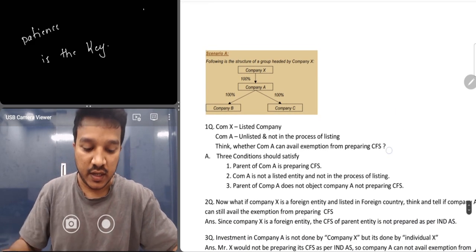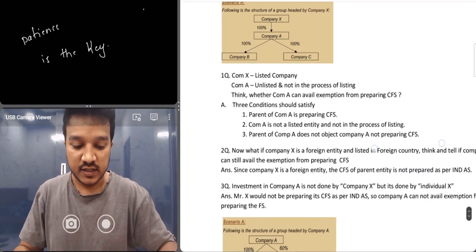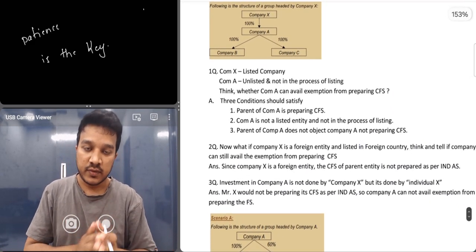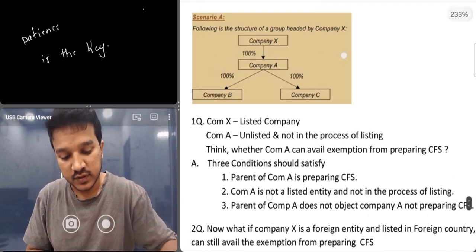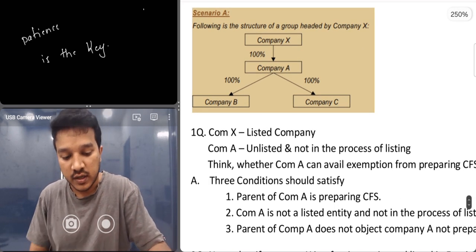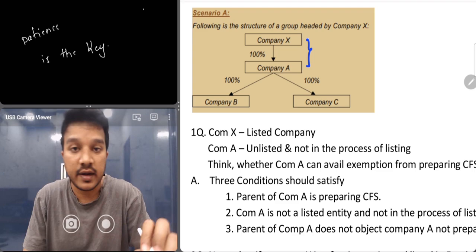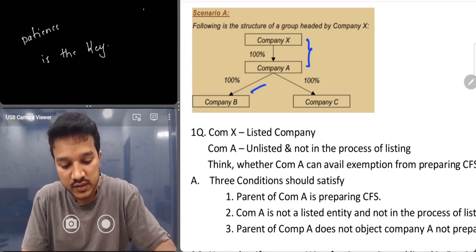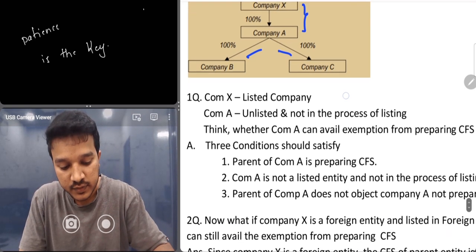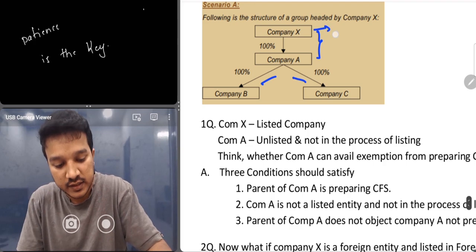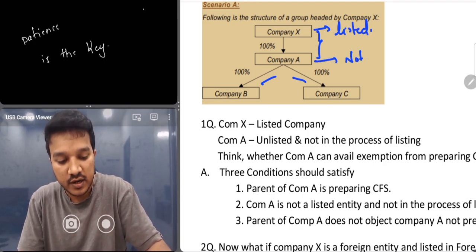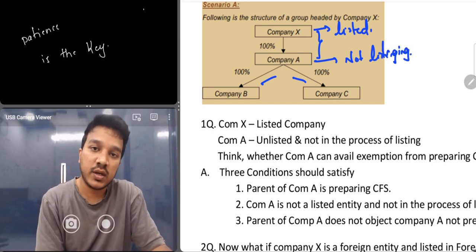Let's go. Let's solve another question. This is kind of theory and also very important for the exam point of view. Let's see. चला zoom in करेंगे. And then here X has invested in A 100%, and then A again invested in B and C. What is the question? तो बोलता है कि X is a listed entity. Okay, and A is not listed and not in the process of listing. Is this important to know? Yes, it is very important to know.